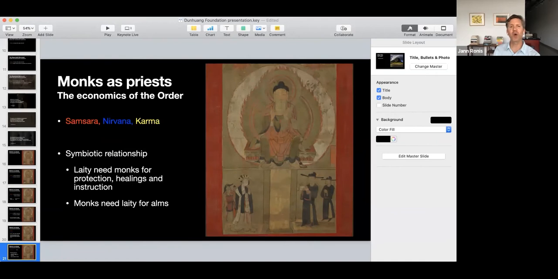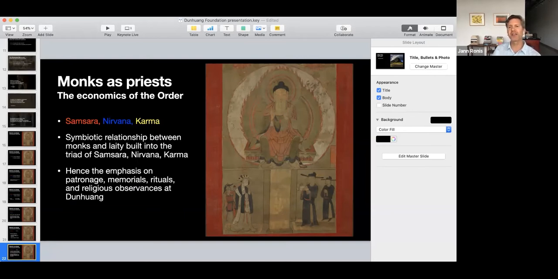And so in this way, samsara, nirvana, karma, it all works together. And between the laity and the monastic order, there's a symbiotic relationship. The laity need the monks for protection, for healings, and for instruction. And the monks need the laity for alms, for donations of food and work. Because, as I mentioned earlier, the monasteries are non-productive.